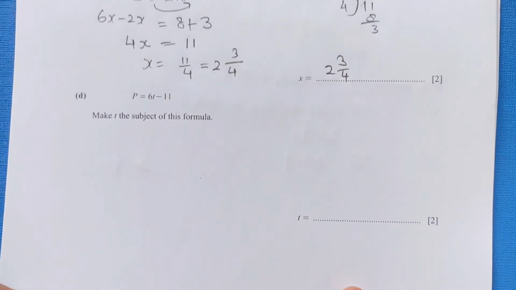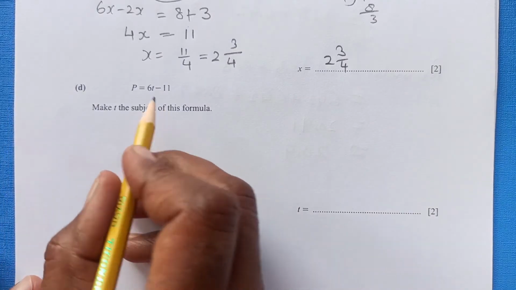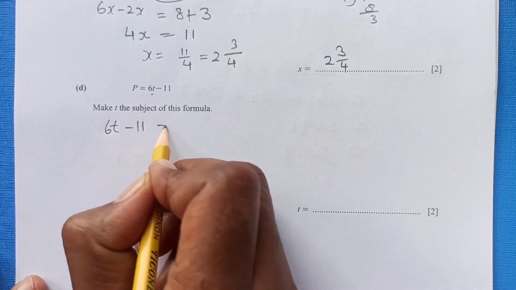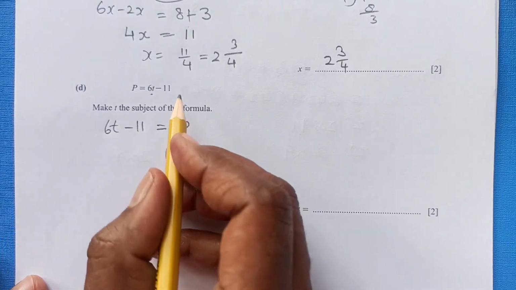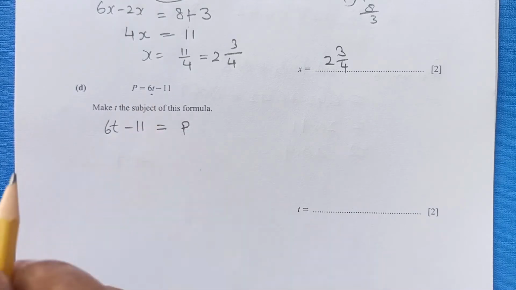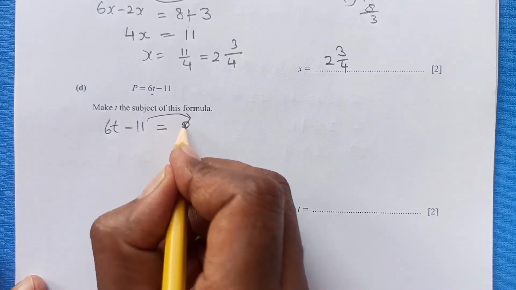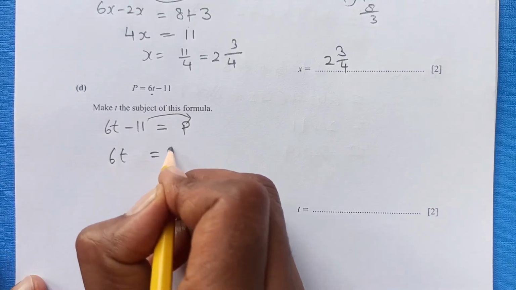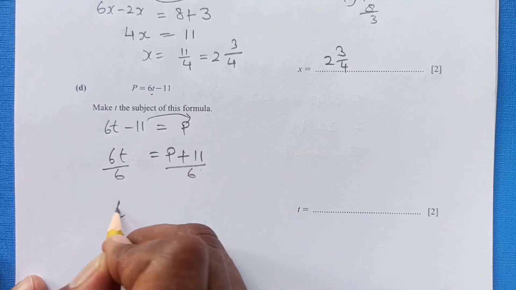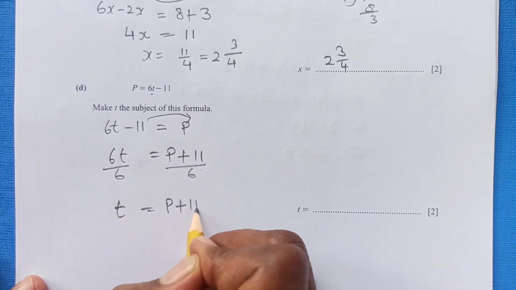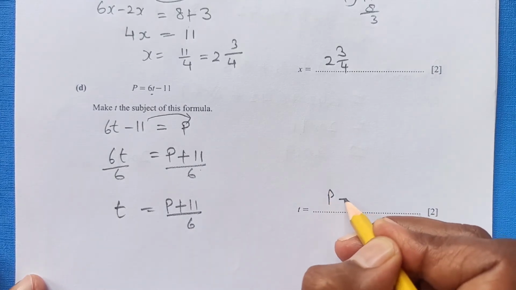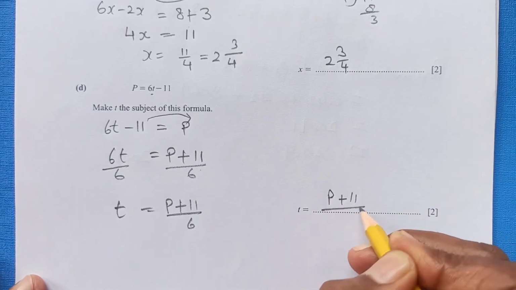Now part D, make t the subject of this formula. If t is on the right hand side, we can just write it down like this. I have just swapped the sides, so we are not changing sign, because it's the same thing that I have written. Now move this 11 to the other side: 6t is equal to p plus 11. Now divide by 6, divide by 6. So t is (p plus 11) over 6. So this is the answer.